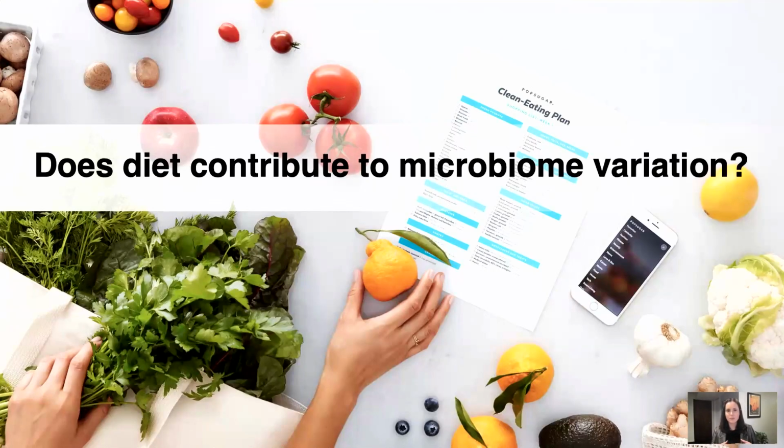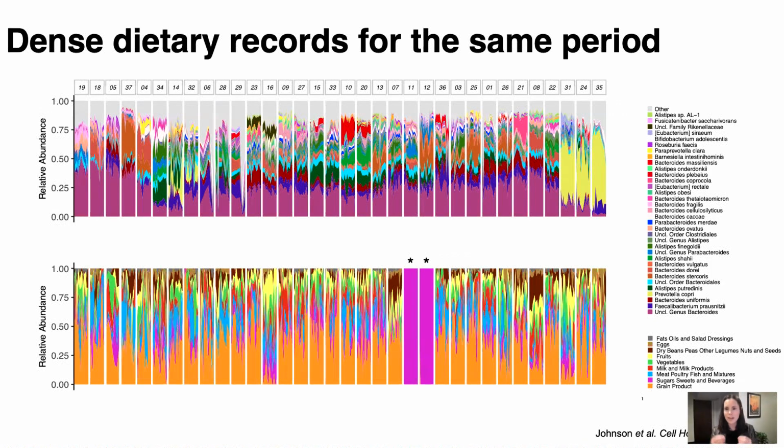So the question becomes, does diet contribute to this microbiome variation? And in order to do this, we sort of had to think outside the box. We weren't really sure of the best way to integrate dietary data with microbiome data. So this was a lot of learning by doing. We collected dietary records for the same time period. So the day before a person provided us a stool sample, they told us everything that they ate or drank during that same time period.